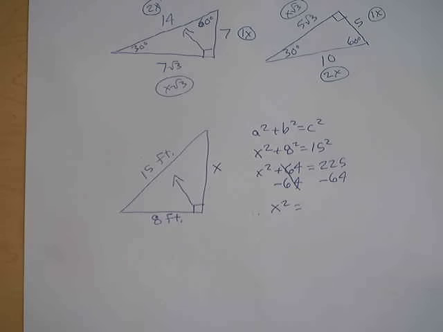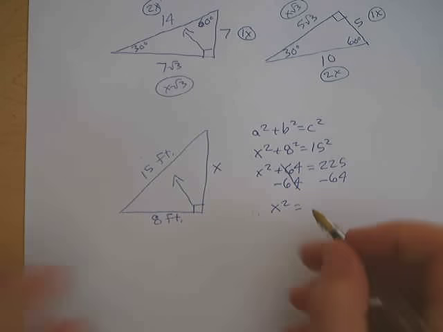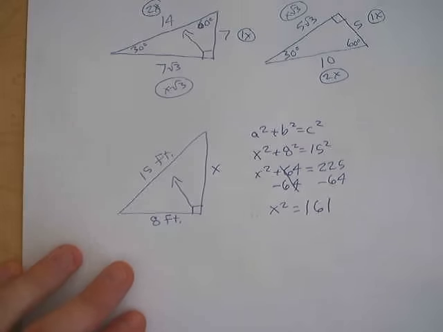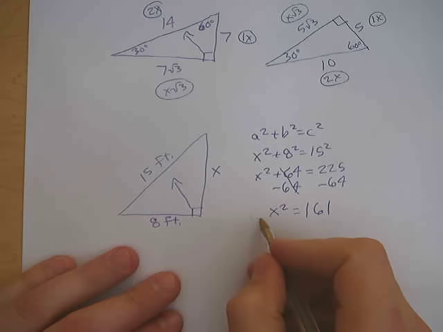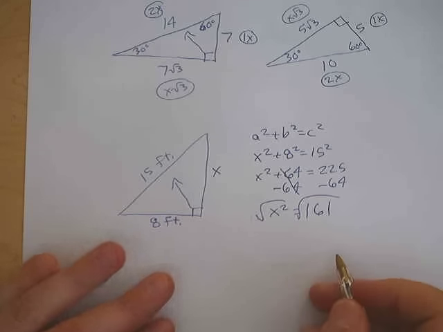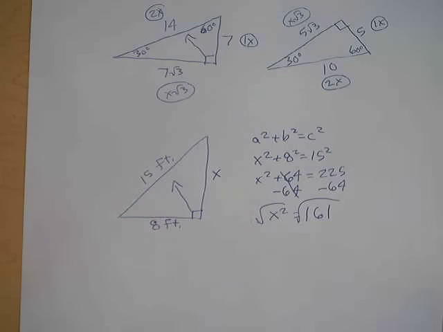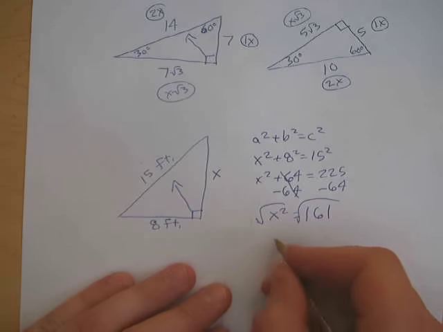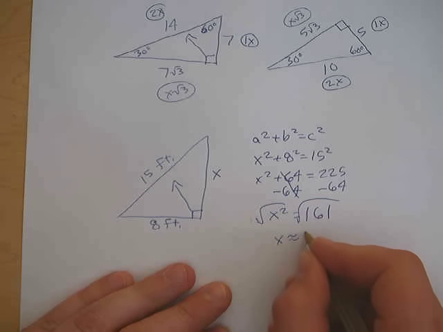Let's see. I take 225, and I subtract 64 from that. It's going to give me 161. Right now we're going to take the square root. In this one I'm not going to put it in simplest radical form.